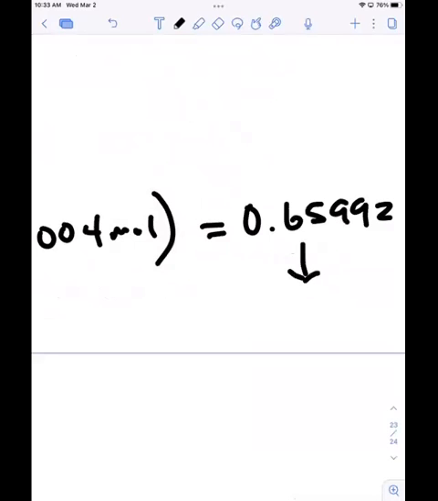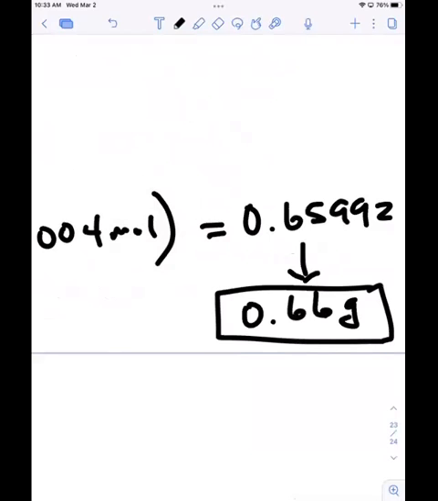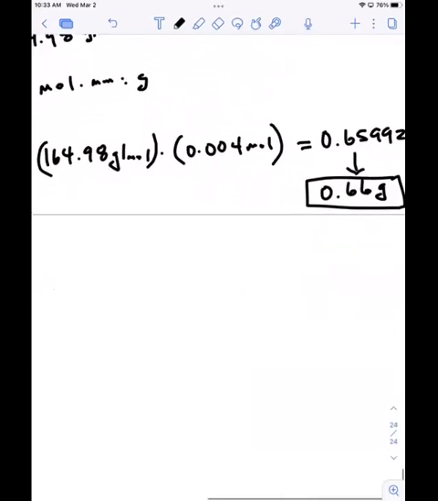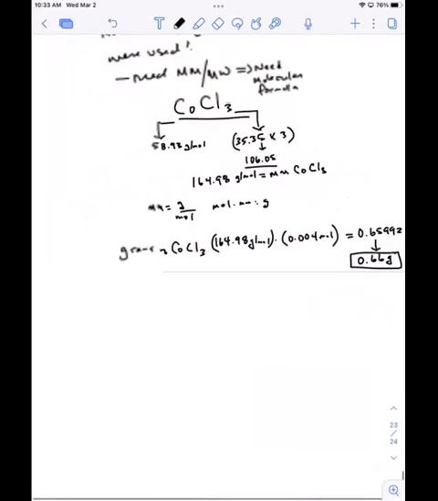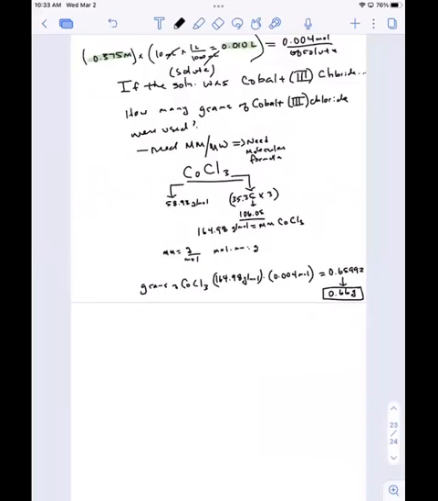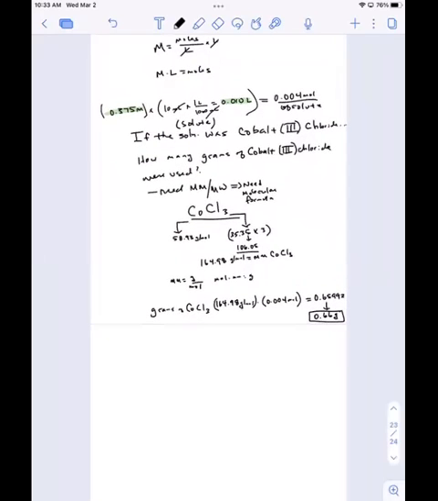0.659992. We're going to go ahead and round that up to 0.66 grams. Anybody else get that? All right. So what that means is, if you were in the lab and you're a TA and your instructor said to make a 0.375 molar solution of cobalt 3 chloride, this is what you would do.